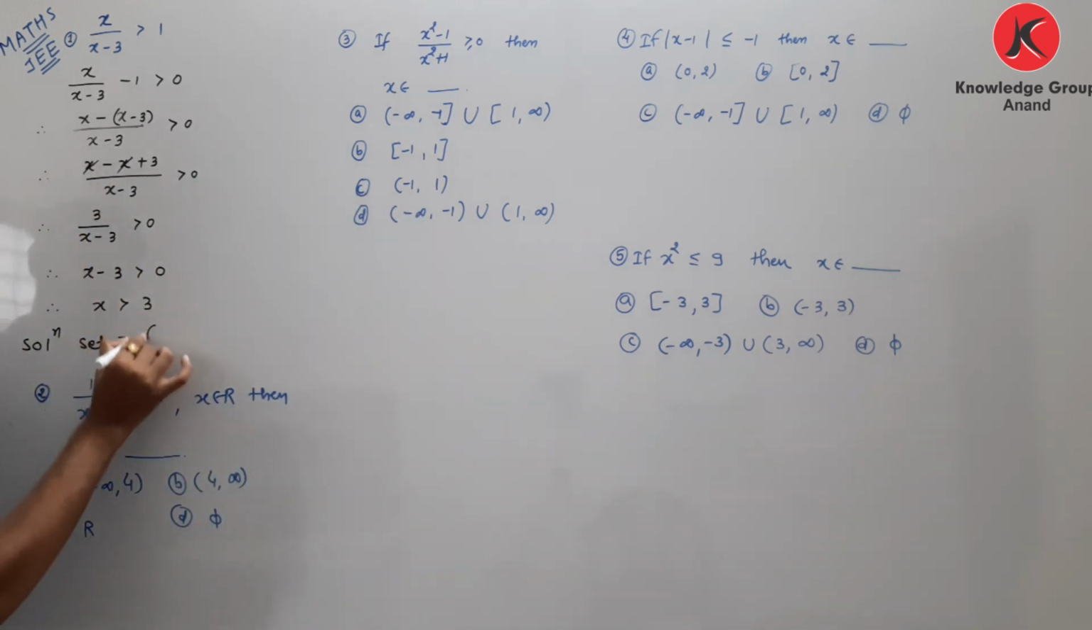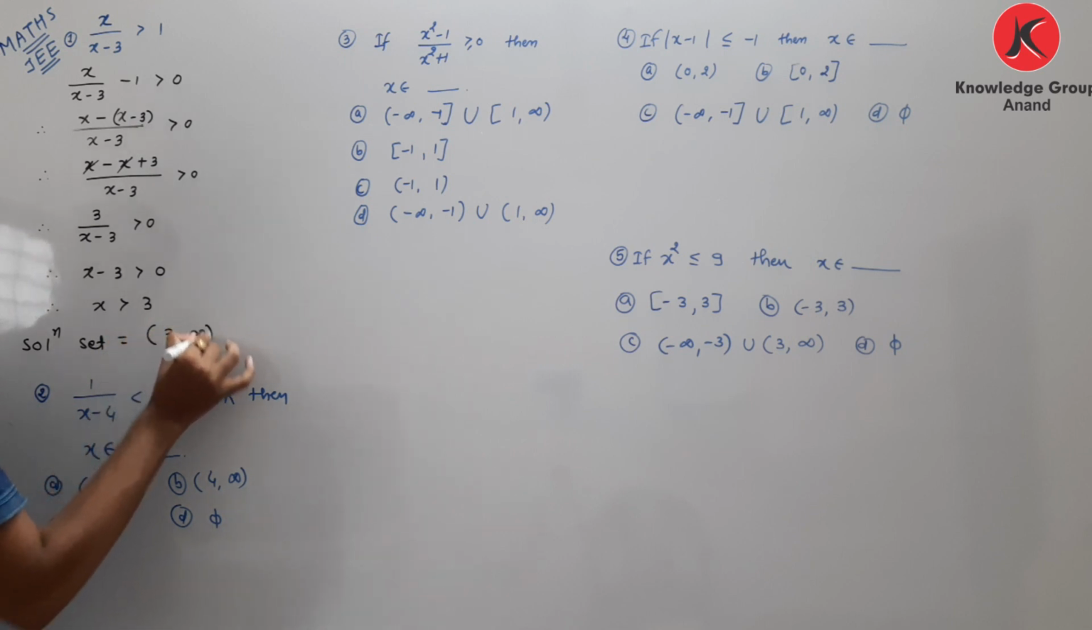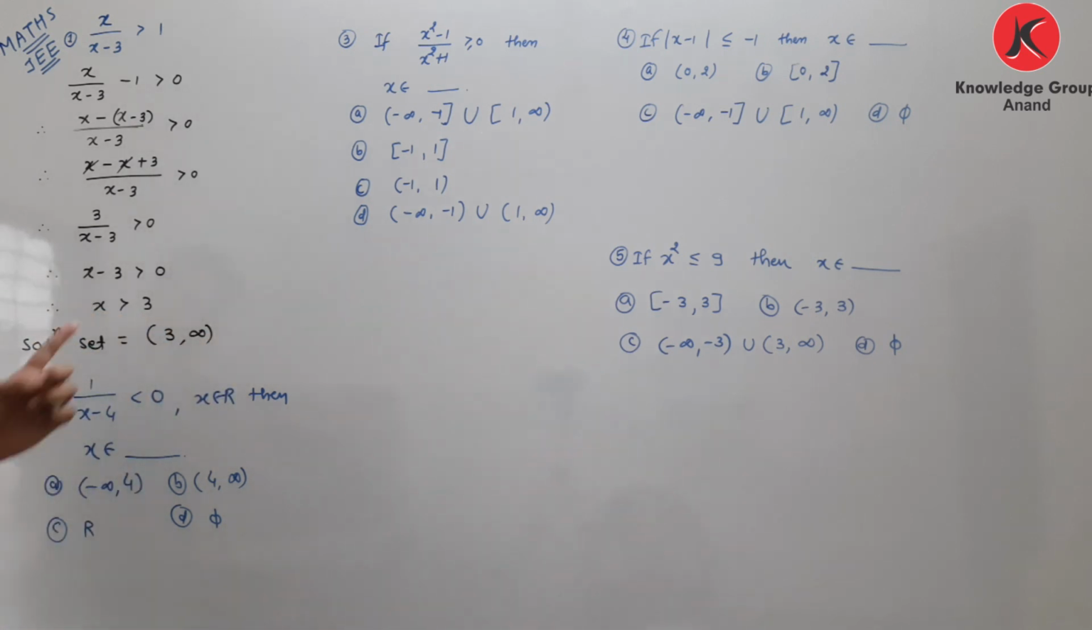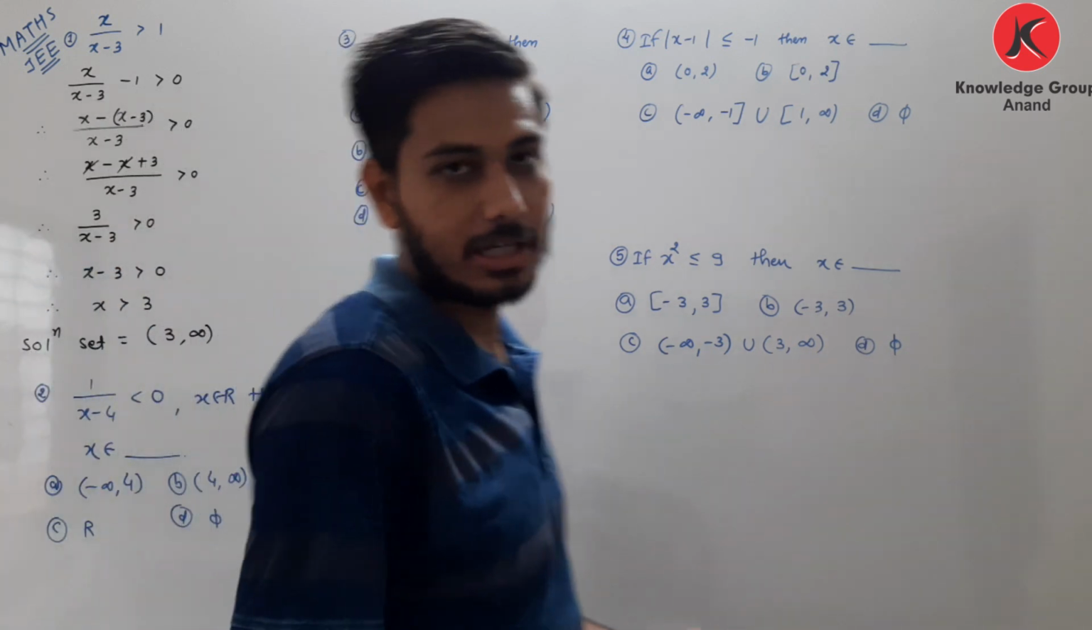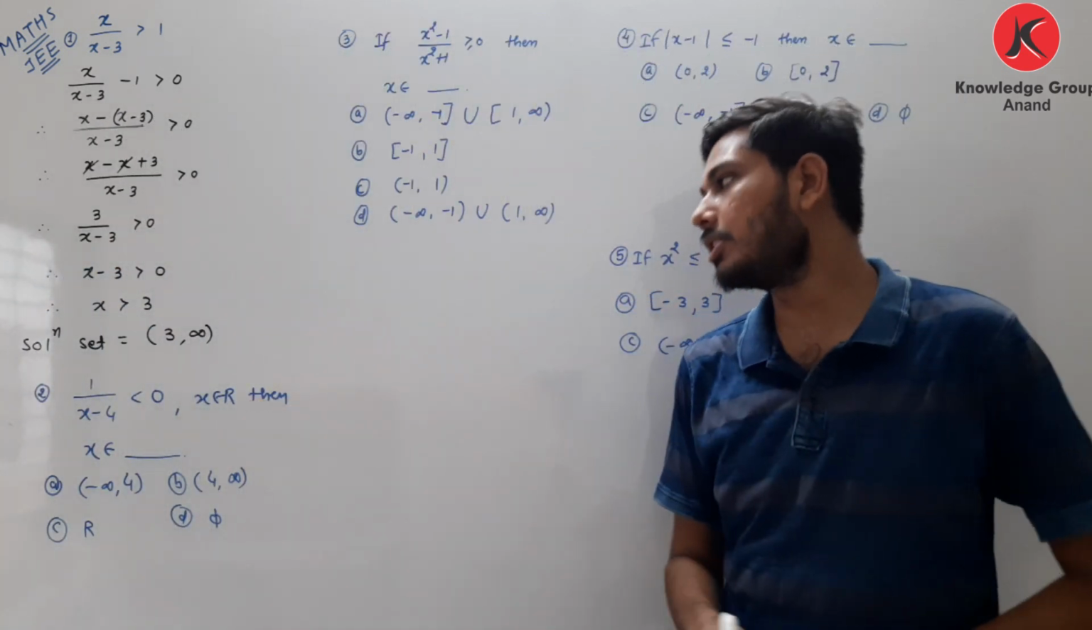Otherwise, solution set equals (3, infinity). Here 3 is not included, as it is an open interval. Clear? Now, see the second question.